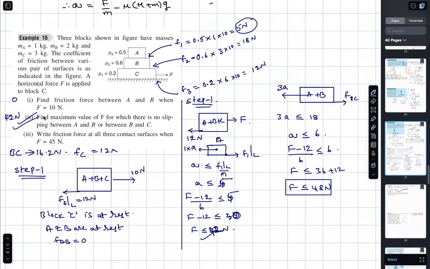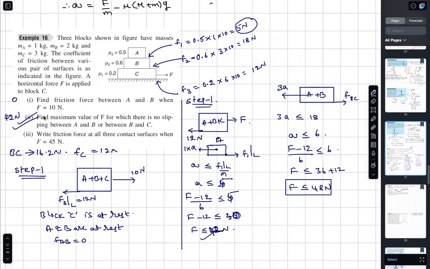Suppose I make the force 42, yes, there is a relative slipping between A and B. Above 42, A and B slip. Above 48, B and C slip. So now, very clearly, they have given 45 newtons.